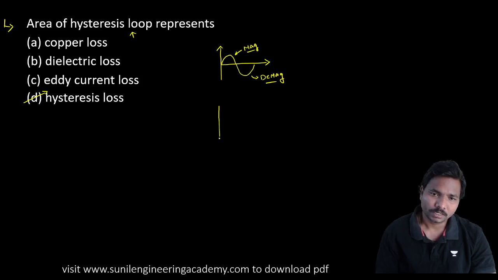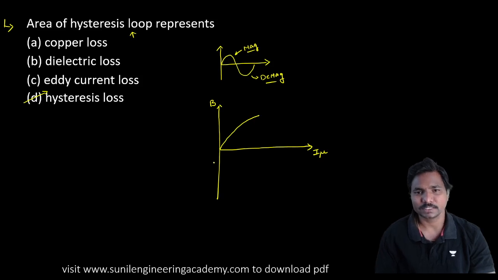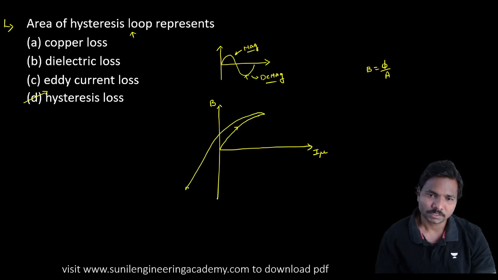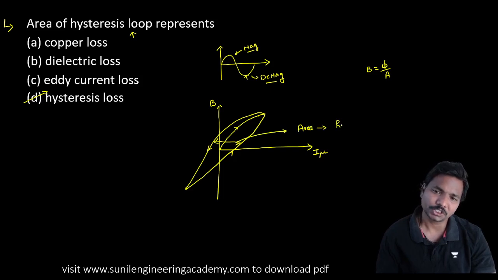Okay, we can understand this with the B-H curve. Here I am going to take magnetizing current and flux or flux density. During magnetization, as current increases, the flux density increases. Flux density is nothing but flux per unit area. But in the demagnetizing, that is the negative half cycle, it does not come back in the same direction. Instead, it will be like this, and again it comes to zero. That means we are getting a loop. So the area of the loop represents the hysteresis loss.